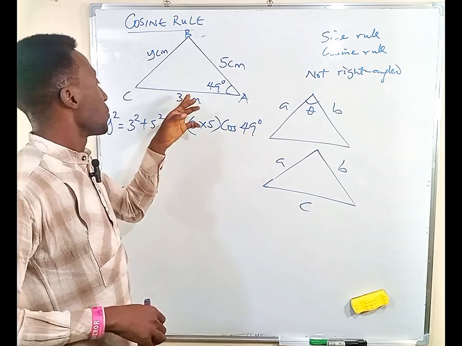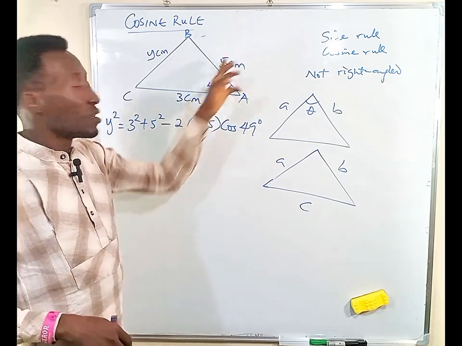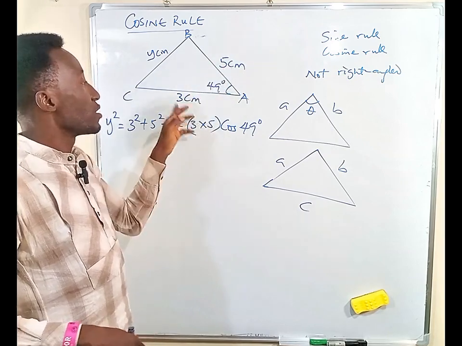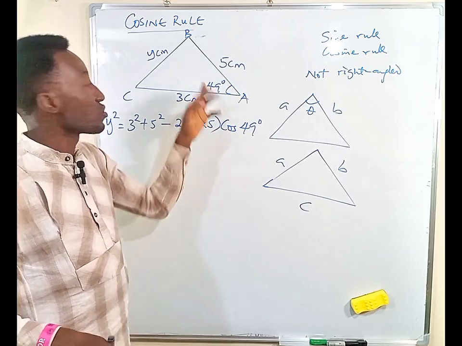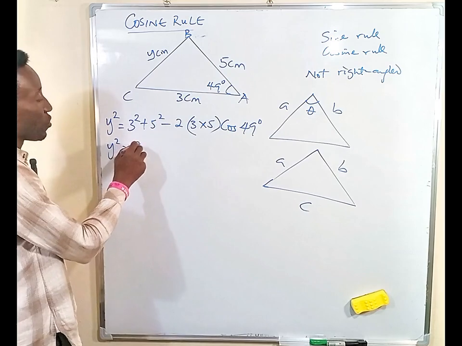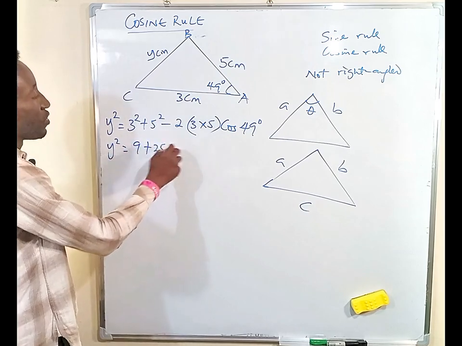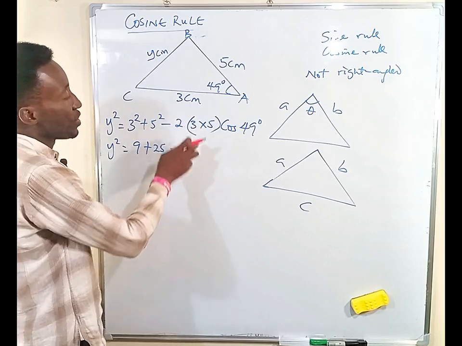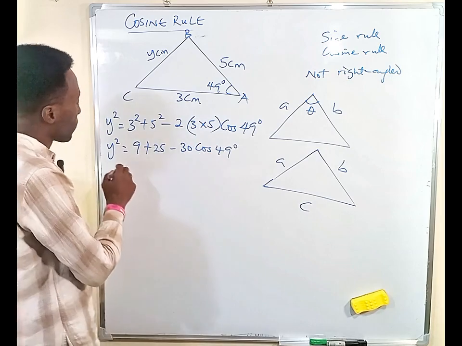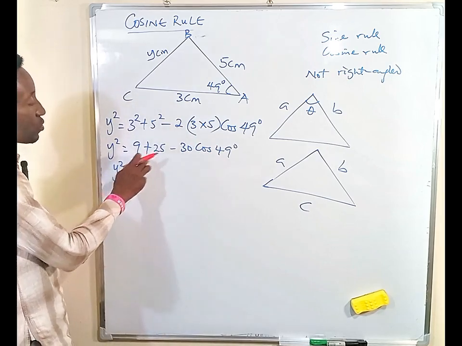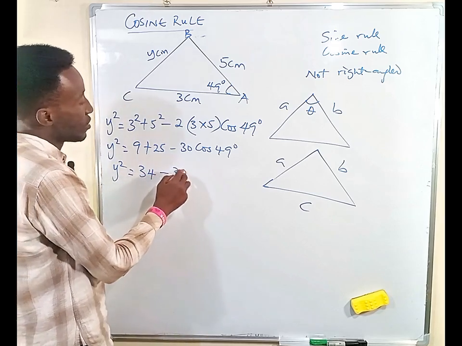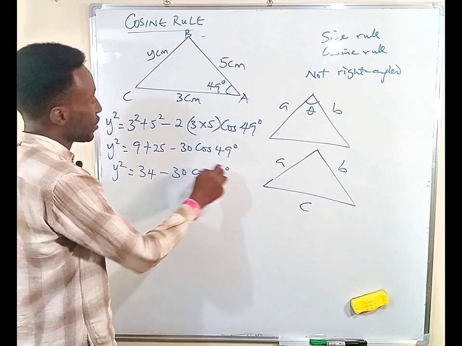We take the sum of the squares of these, minus 2 times the product of 3 and 5, cos 49. So we have that y square is equal to 9 plus 25 minus 15 times 2, 30 cos 49 degrees. Then we have y square is equal to, when you add this, 34 minus 30 cos 49 degrees.